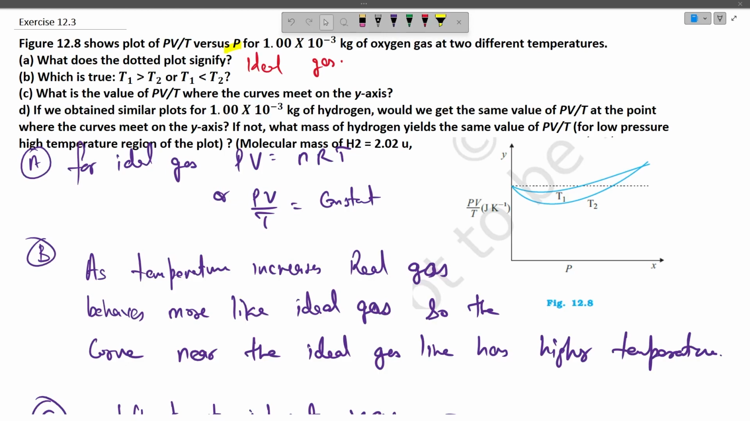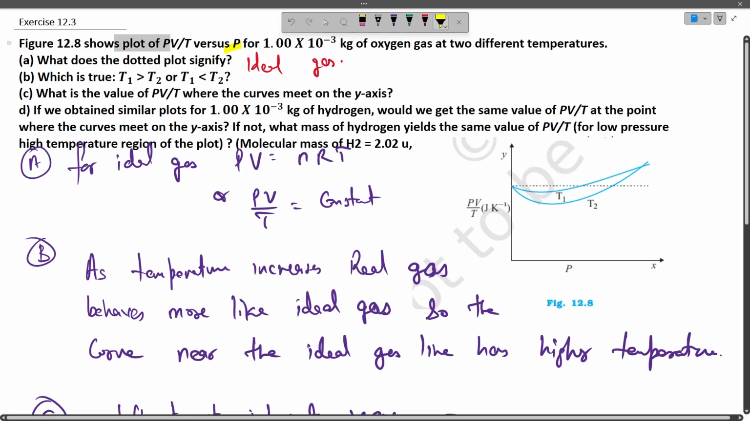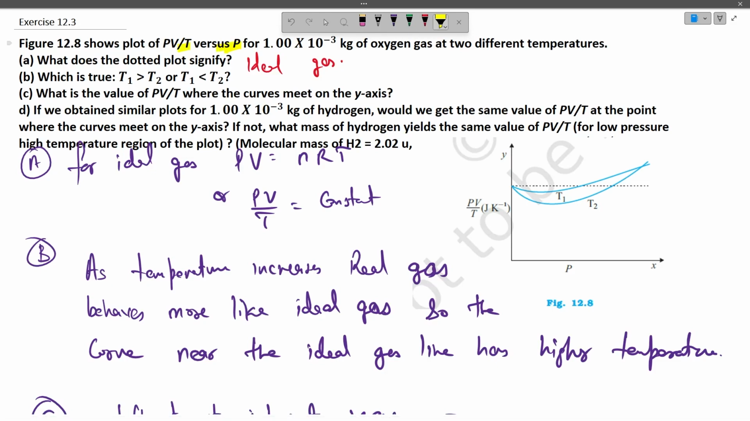The question says that figure 12.8 shows a plot of PV by T versus P for 1 multiplied by 10 to the power minus 3 kg, that is 1 gram, of oxygen gas for two different temperatures T1 and T2. Now what does the dotted plot signify?